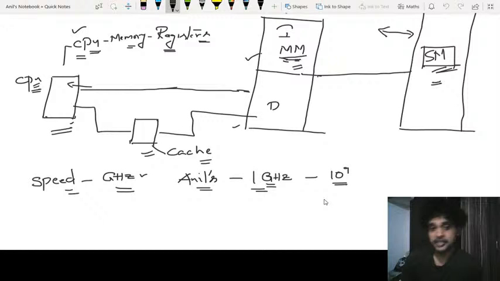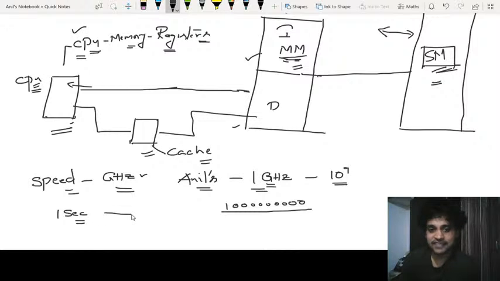10 power 9 meaning after 1 there will be 9 zeros: 1, 2, 3, 4, 5, 6, 7, 8, 9. Okay. What is 1 gigahertz? 1 gigahertz means our clock is based on 1 second. Human being's clock is based on 1 second.